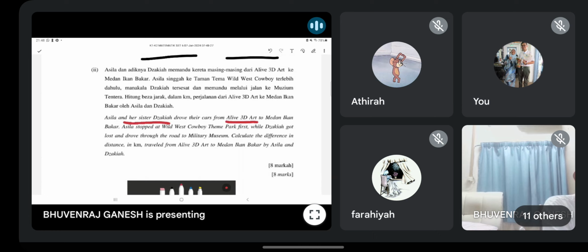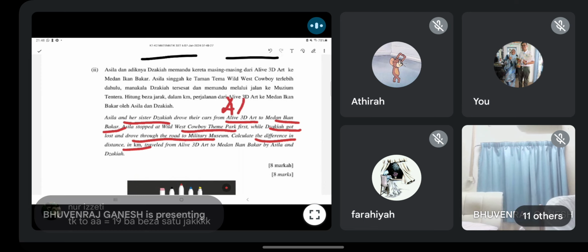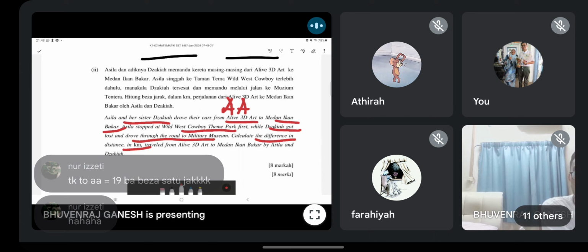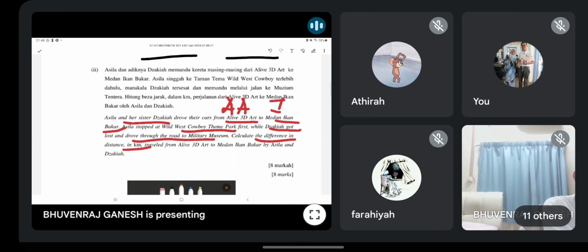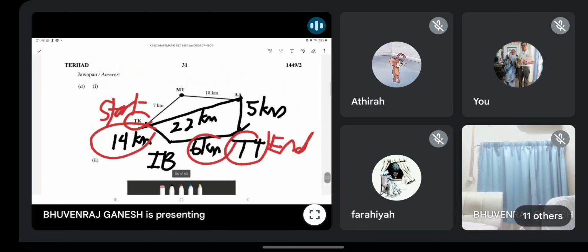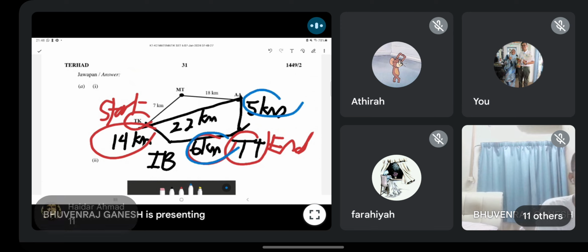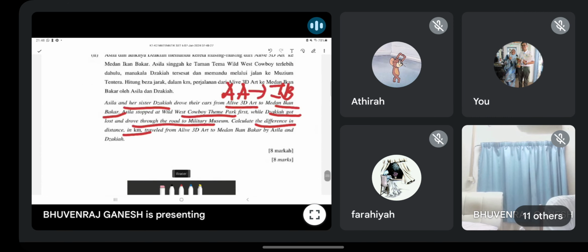They say that 3D art kepada IB. Ikan bakar. Okay, so they stop here. Okay, ada dua orang lah sebenarnya kat sini. Mereka nak cari perbezaan. Okay, the difference in distance. Jadi guys, first one, Asila. Dia pergi dari AA, yang ni AA, kepada, taklah IB. AA kepada IB. So guys, AA kepada IB. Berapa jarak dia? Can you tell me? AA kepada IB. Jarak terpendek. Shortest distance. Yes, 11. 5 tambah 6. Okay, 11. Lepas tu, you see the next one?